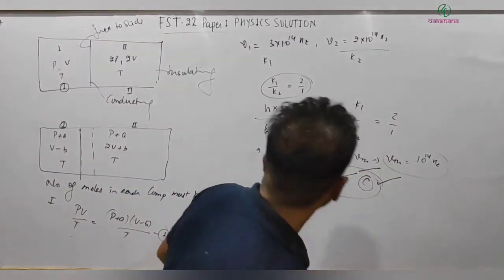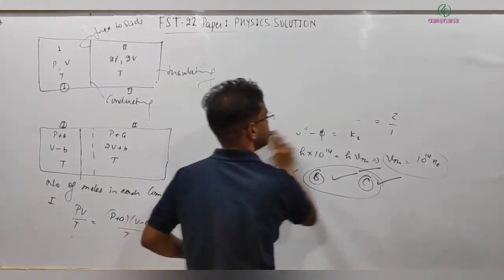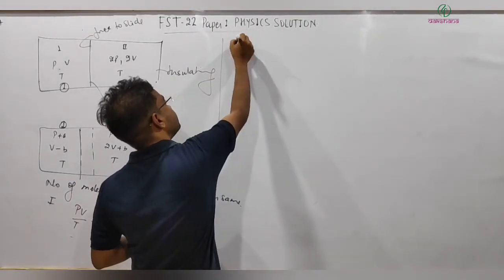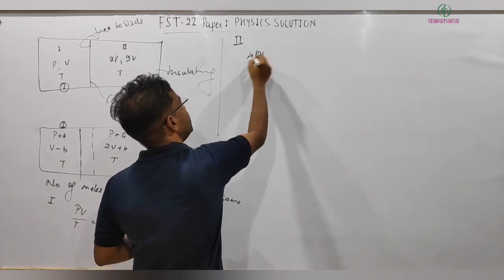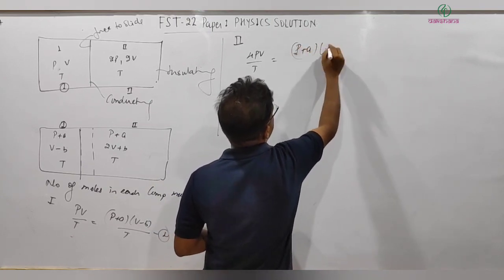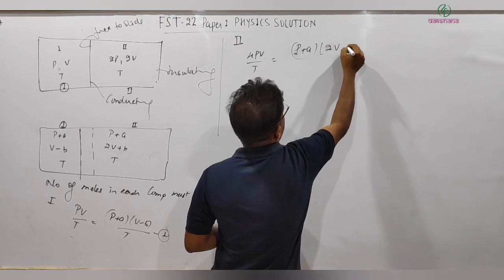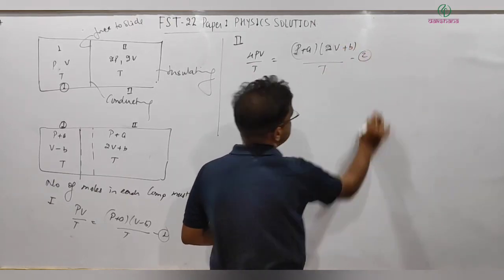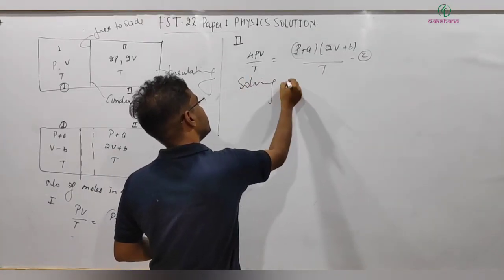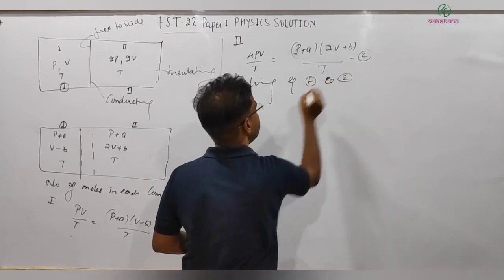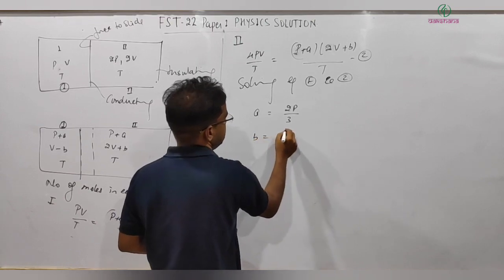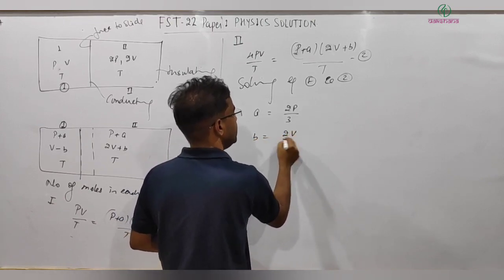Similarly, for compartment 2, I get the equation by conserving the number of moles of the gas in the initial and final situations: 4PV by T is equal to (P plus A)(2V plus B) divided by T. This is equation number 2. What are the unknowns here? A and B. Solving equations 1 and 2, we get the value of A as 2P by 3, and B comes out to be 2V by 5.